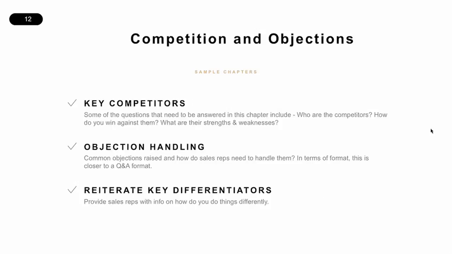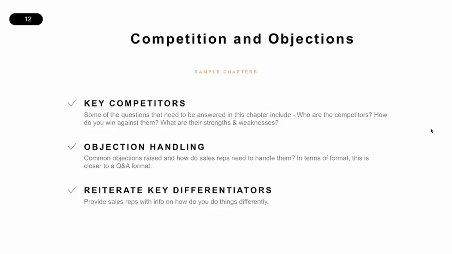Moving on to competition and objections. Identifying all your key competitors, and trying to have some sort of a SWOT analysis or some sort of a strength and weakness analysis against your competitors will always help your sales teams understand your product better, your positioning better.